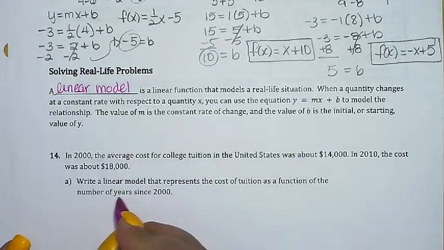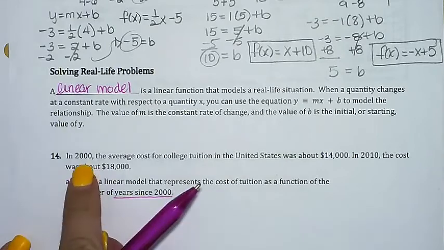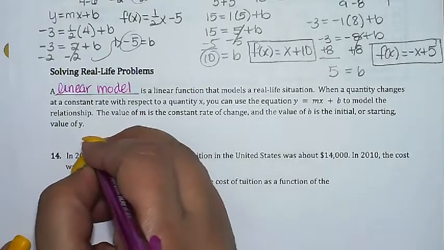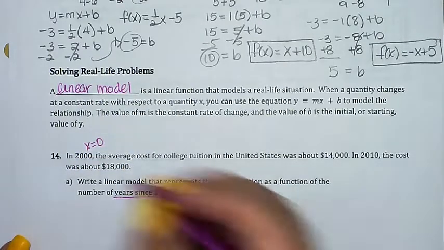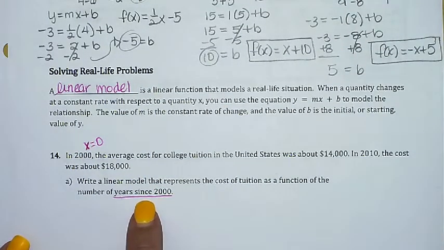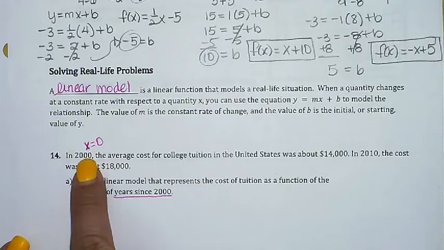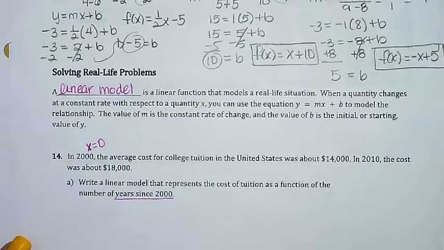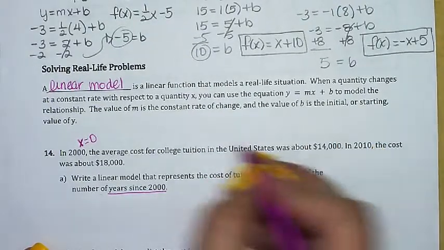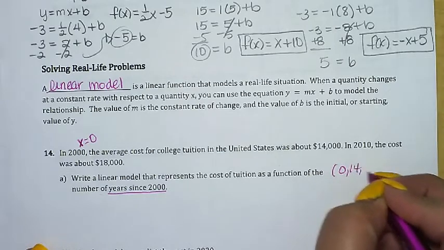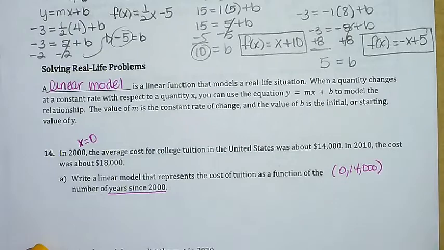So this is really important right here, because what that means is that this data point in the year 2000, that's essentially our starting value. Okay, so in the year 2000, we had 0 years since the year 2000 because it was the year 2000. That's kind of where we're starting. So we're going to use essentially an x value of 0 here, and at that point, the cost was $14,000. So if I'm thinking of this in terms of ordered pairs, that ordered pair would be, at the beginning in the year 2000, the cost of college was $14,000.